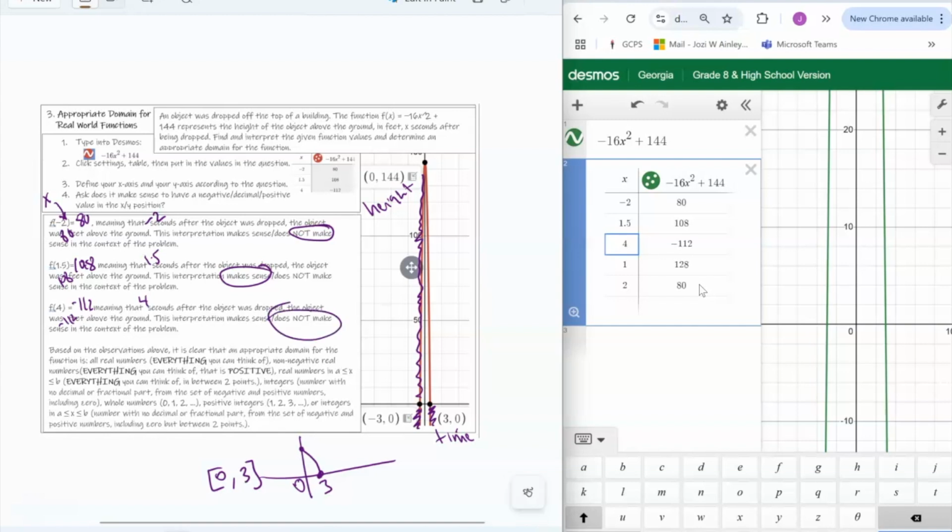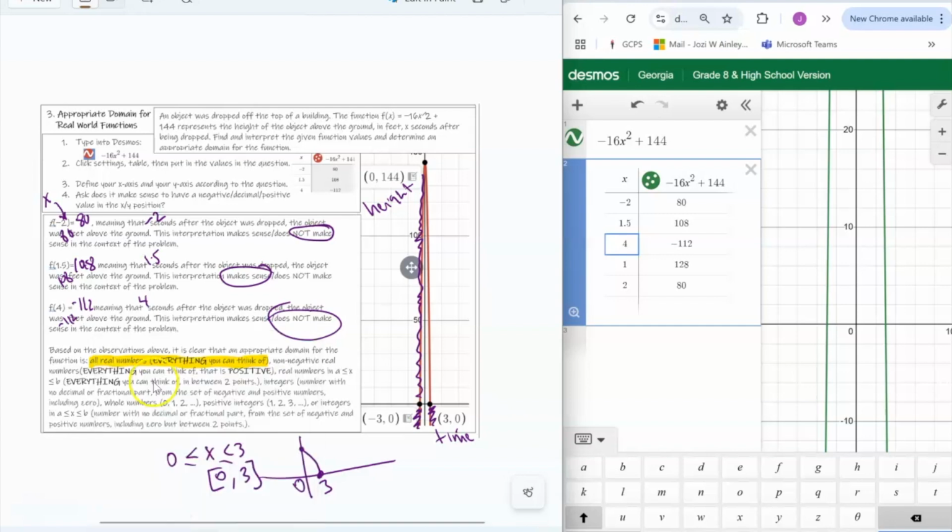So now, based on all these observations, here are some definitions for you. Sometimes they'll ask you to write domain in terms of interval notation, like this, closed, 0 to 3, but sometimes they'll ask you in terms of definitions. Can the answer be all real numbers? What does all real numbers mean? Every number you can possibly think of. No, because I already know that you can't have negative time and you can't have negative height. So no, it's not all real numbers.